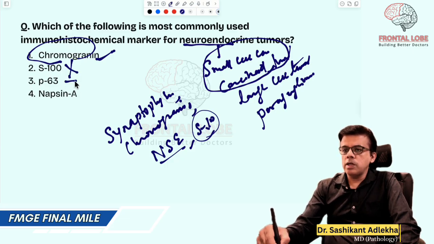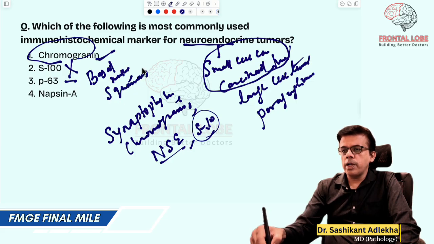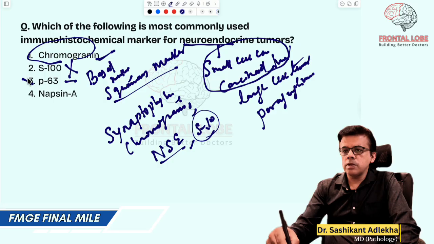And P63 is a basal cell marker, basically a basement membrane marker, and also a squamous cell marker that helps identify squamous differentiation as well. So it is a squamous marker. So this is not the case. It is ruled out.